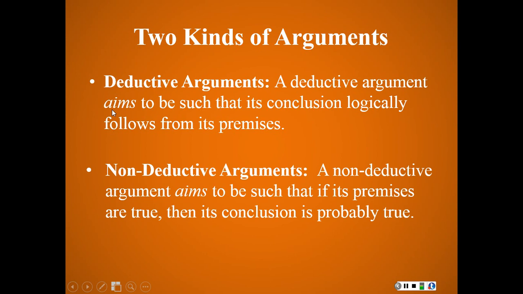Now, this word aims that shows up in both definitions is quite important. You might have a deductive argument that fails to be such that its conclusion logically follows from its premises. Or you might have a non-deductive argument that fails to be such that if its premises are true, then its conclusion is probably true. But just because an argument fails to be such that its conclusion logically follows from its premises, that doesn't entail that the argument is not a deductive argument. Or just because an argument fails to be such that if its premises are true, then its conclusion is probably true, that doesn't entail that it's not a non-deductive argument.